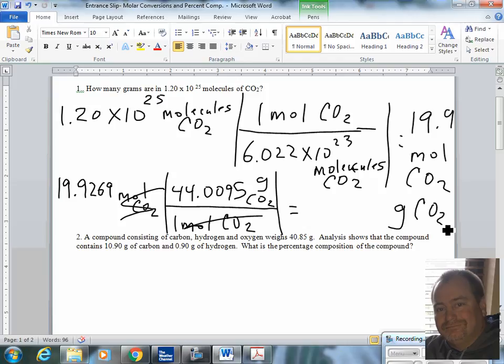So I'm going to take my 19.9269 and I'm going to multiply that by the 44.0095. I need 1, 2, 3 significant figures. So I'm going to get 877 grams of carbon dioxide, which I'm pretty pleased with. A lot of you hit that right on.